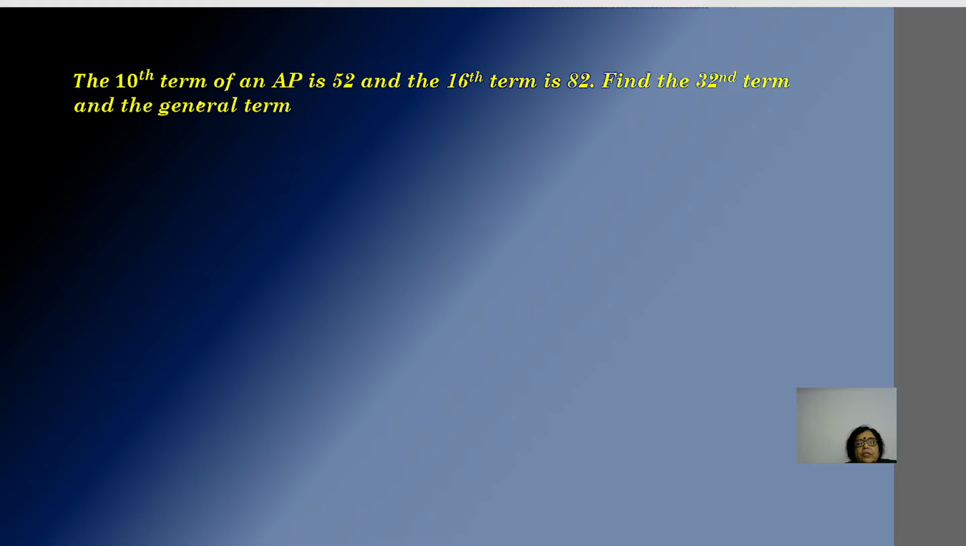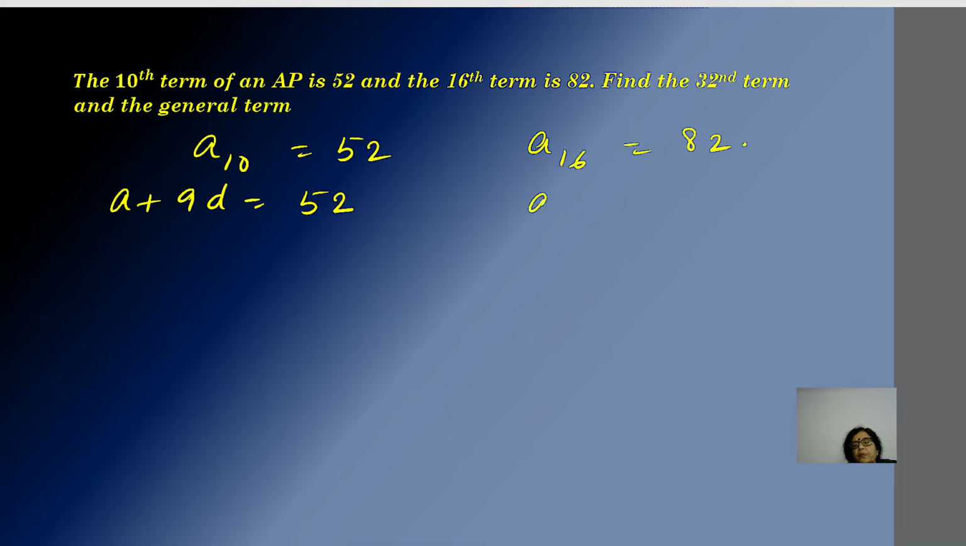Next question is the 10th term of an AP is 52 and the 16th term is 82. Find the 32nd term and the general term. So the 10th term is represented as A10 and the 16th term is A16. This is equal to 52 and this is equal to 82. So A10, if we use the expression, can be written as A plus 9D is equal to 52. This will be A plus 15D is equal to 82.